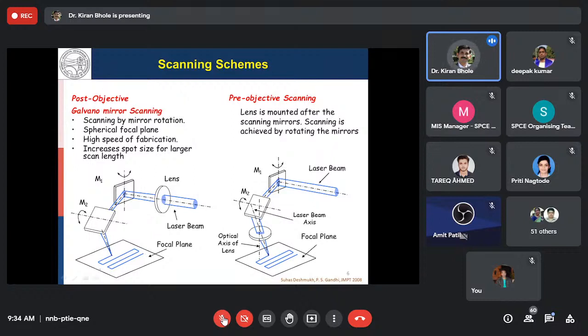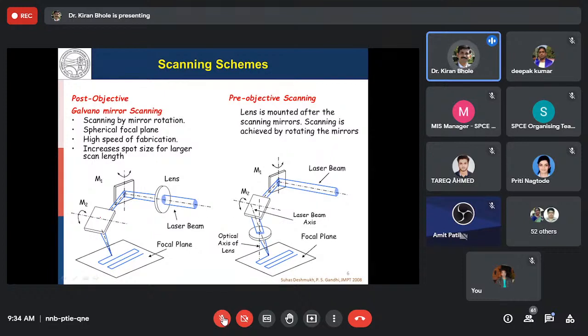And in this post-objective scanning, we have the lens first and the mirror later. It is obvious that when we are having this scanning done by rotating the mirror, the focus point does not remain constant on the free surface of the resin, and thus we are going to get a defocus spot all over the points except the one unique point. Right, so that is the point to be considered. And very importantly, when we have the defocus point at the other locations, the energy distribution is not the same, because it is defocused at other points, so the energy will not remain the same.